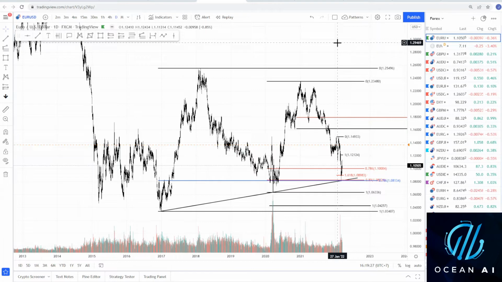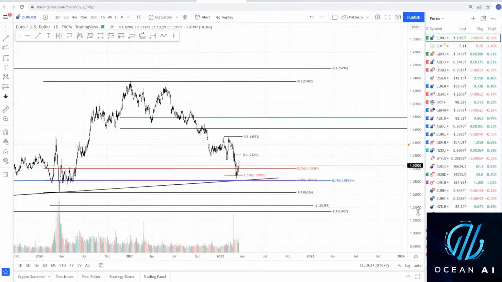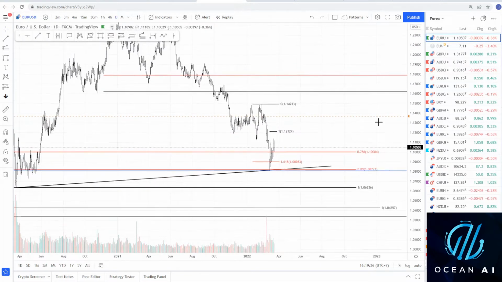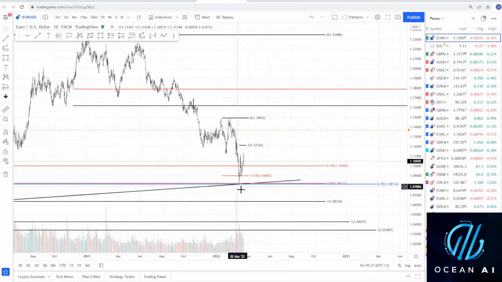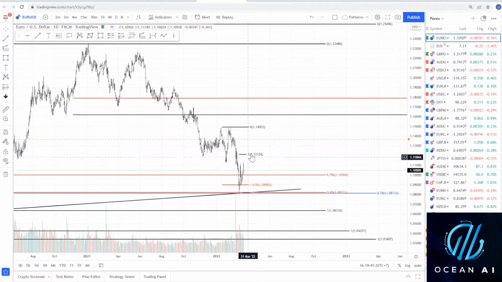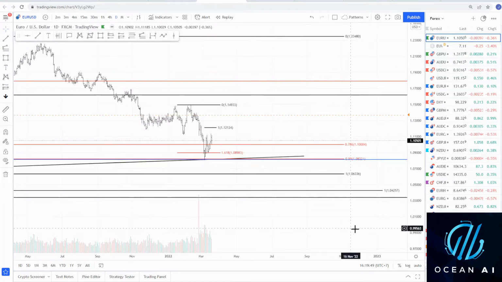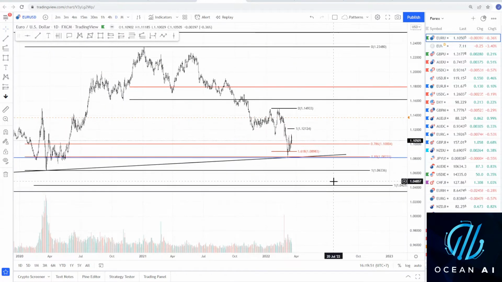So firstly with the euro here, I've been tracking this move down and made this nice spike low here. So looking for a move higher, but we could also have one more little move lower. There's a couple of ways of looking at it here.